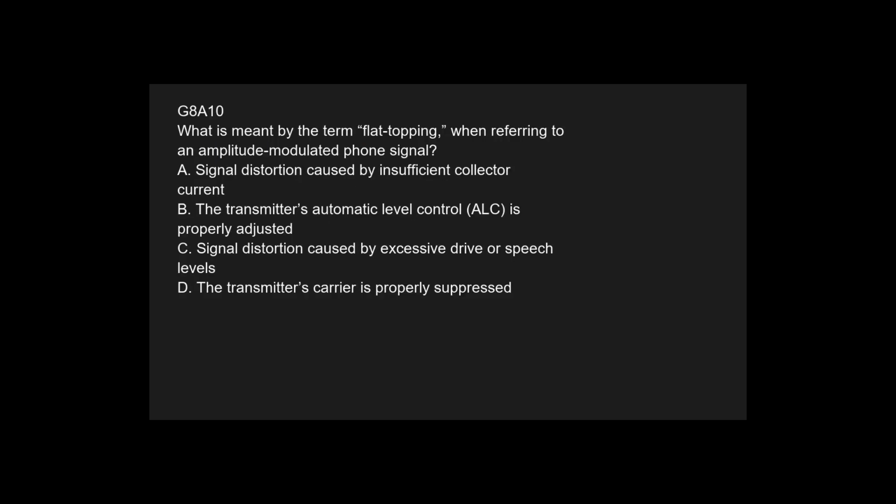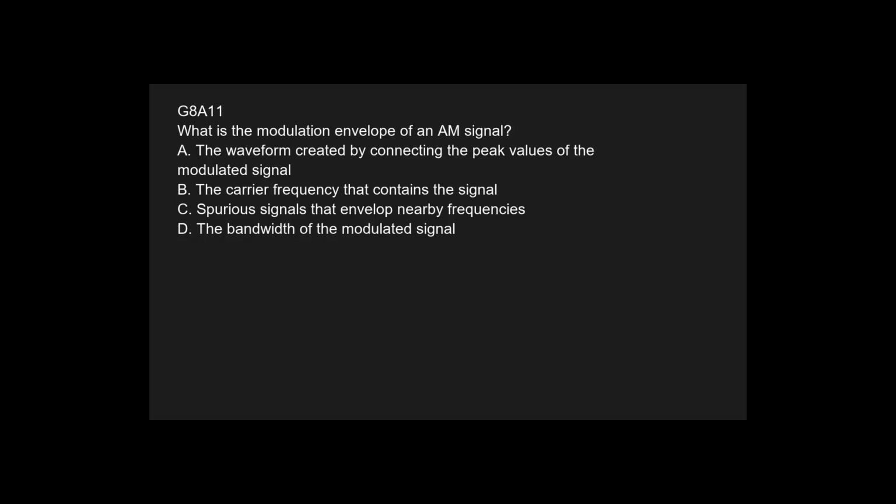Question: what is meant by the term flat topping when referring to an amplitude modulated phone signal? The correct answer is C, signal distortion caused by excessive drive or speech levels. Question: what is the modulation envelope of an AM signal? The correct answer is A, the waveform created by connecting the peak values of the modulated signal.